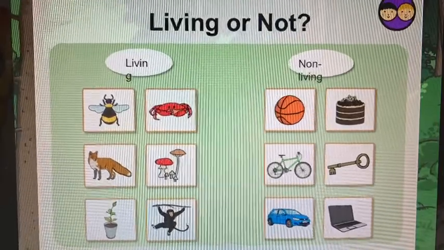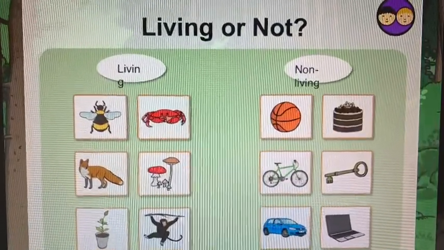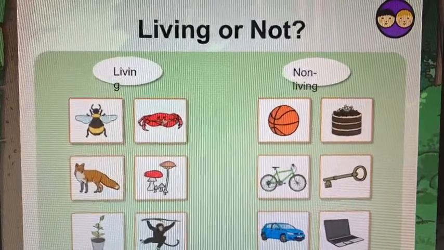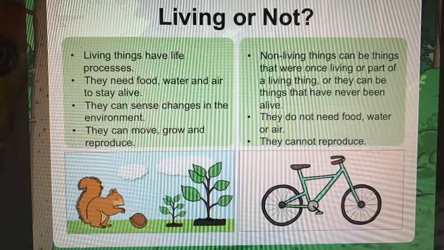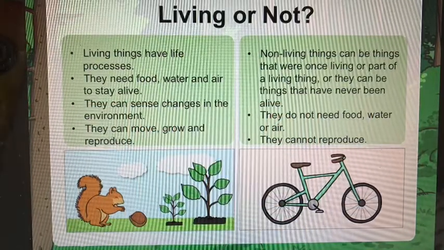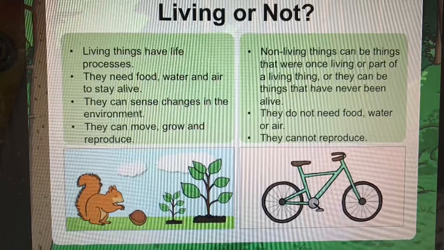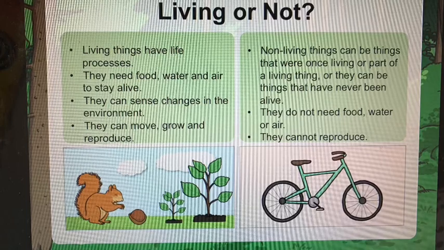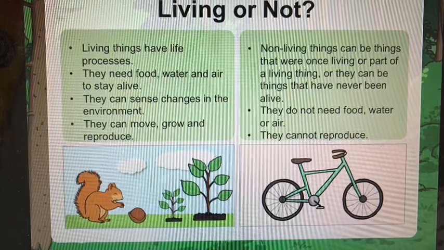If you sorted them like this, then well done. Pause the video and have a check. I've got all the living things together and all the non-living things together. Living or not. So living things have life processes, those things we went through. They need food, water and air to stay alive. They can sense changes in the environment. They can move, grow and reproduce.